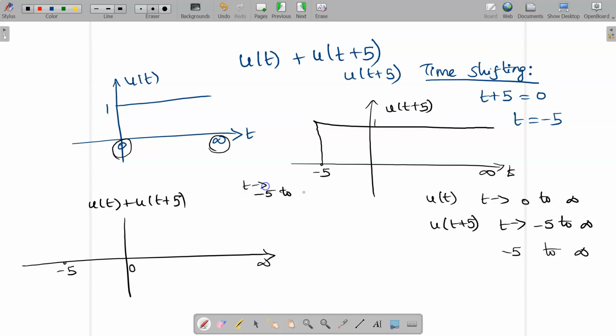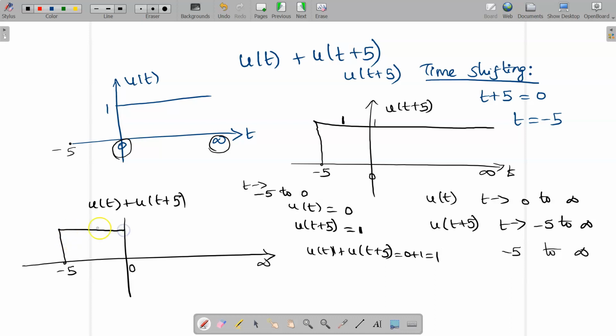So when you compare both the signals, when t ranges from minus 5 to 0, what is u of t? There is nothing from minus 5 to 0, so the amplitude is 0. What about u of t plus 5? The value exists, right? So here the amplitude is 1. So from minus 5 to 0, the amplitude is 1, like this. When you add both the values, u of t plus u of t plus 5, 0 plus 1 becomes 1.